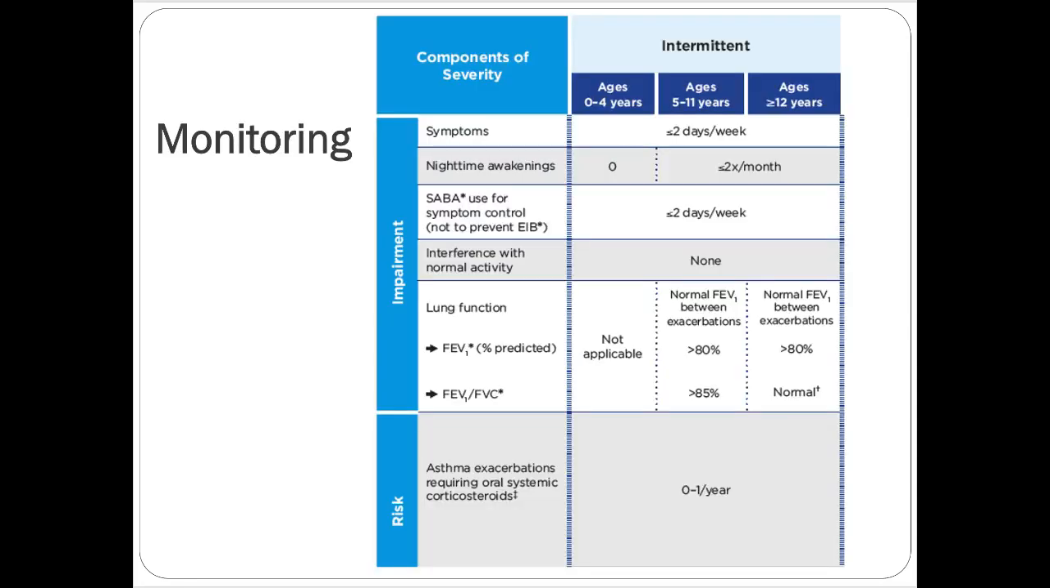Monitoring. So when we break down symptoms, this is usually what we're trying to target. If somebody has intermittent asthma, that's usually about the best they can get. This means that their symptoms are happening less than 2 days a week. Nighttime awakenings are 0 to maybe occasionally a month, but rare. They aren't interfering with any of their normal activities, so they're doing quite well overall.